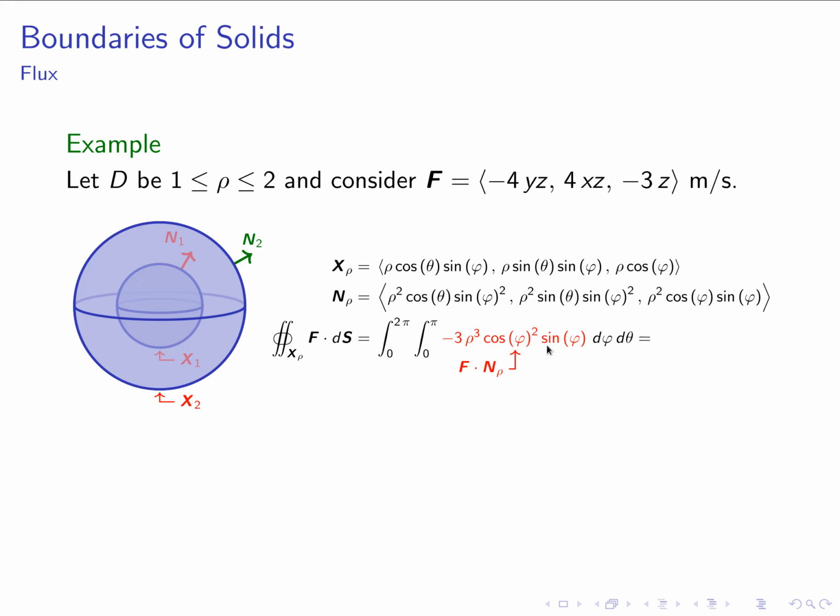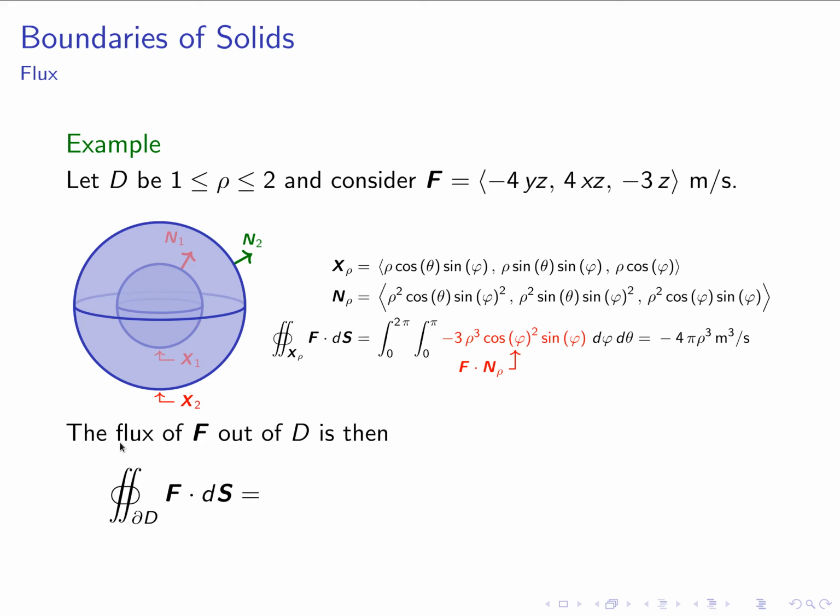And then we would be doing this integral d phi d theta, where phi ranges from 0 to pi, and theta ranges from 0 to 2 pi. When I did the calculus here, I got -4 pi rho cubed, and here the units would be meters cubed per second. Those are the flux units.